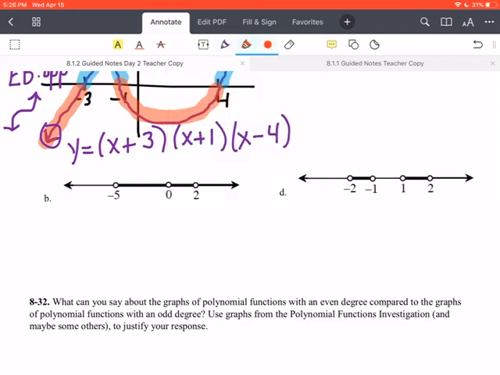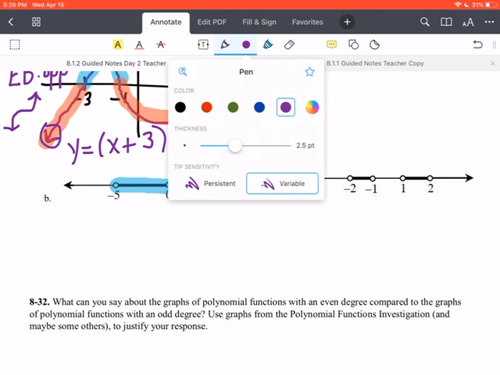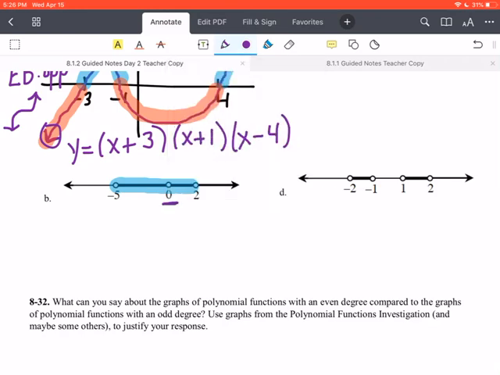Okay, so now we see that we are given positive needs to be between -5 and 2, but something needs to happen at 0 because that is given as an intercept. Okay, and then what is our negative region? It has to be from negative infinity to negative 5 and from 2 to positive infinity. So I'm going to go ahead and make my axes.